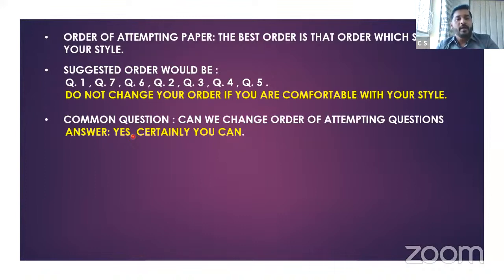Okay. The common questions which are normally asked: can we change the order of attempting the questions? Yes, you can change. From 7 you can jump to 2, from 3 you can jump to 6. There is no problem. Nobody penalizes you for changing the order of attempting the paper. Don't worry about it.